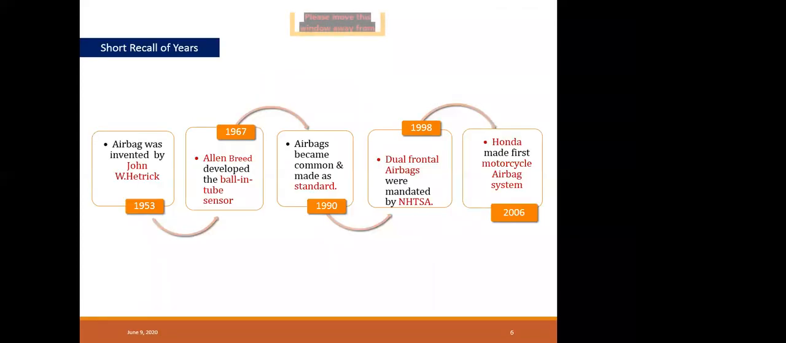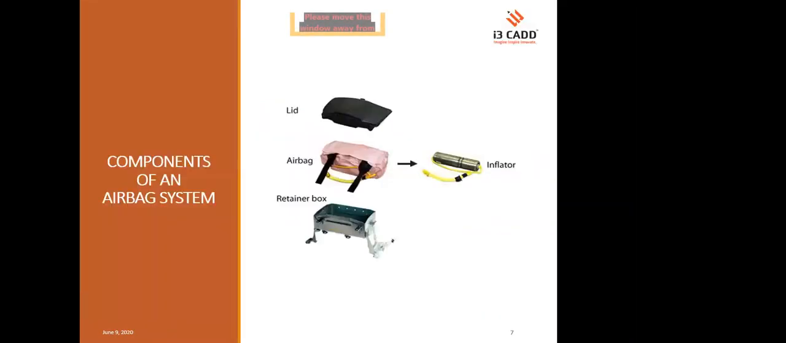Right? And here is a short recall of the years we have come across. In 1953, the airbag was invented by John W. Hedrick. Right? And in the year 1967, R&D developed the ball and tube sensor. And in the year 1919, airbags became common and were made a standard equipment. And in the year 1998, dual frontal airbags were mandated by NHTSA. And in the year 2006, Honda made the first motorcycle airbag system, and it was a failure model.